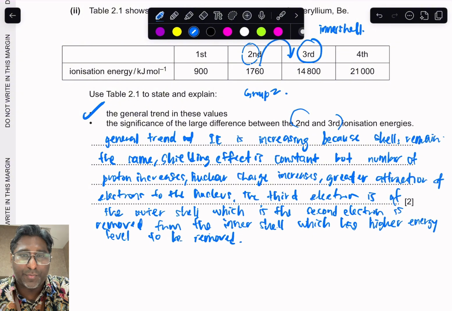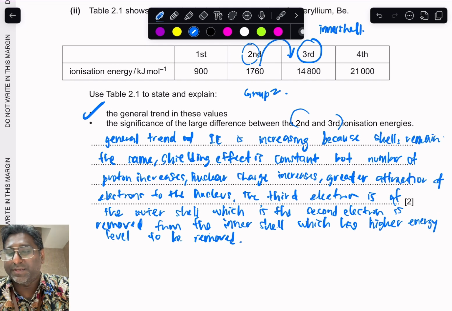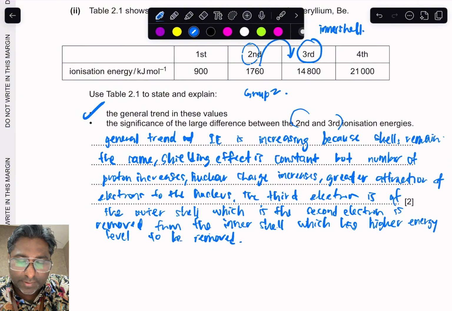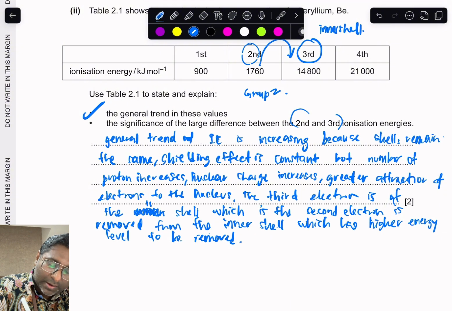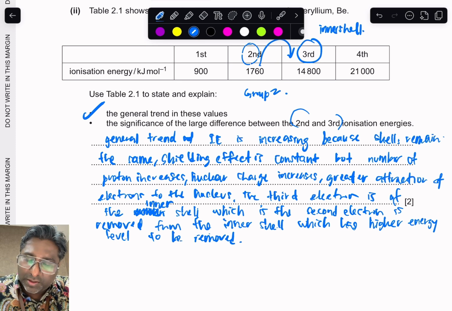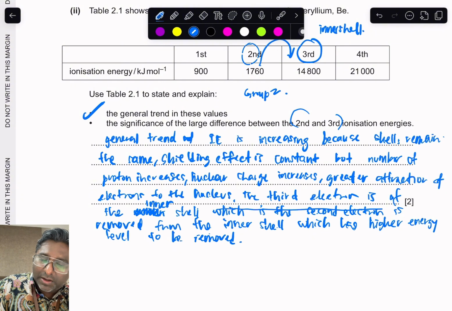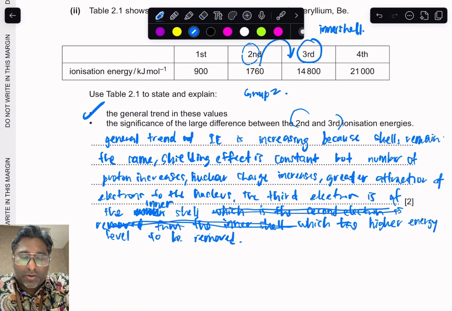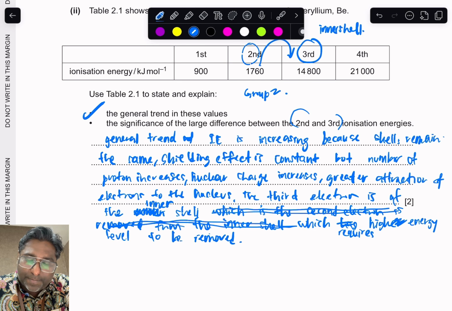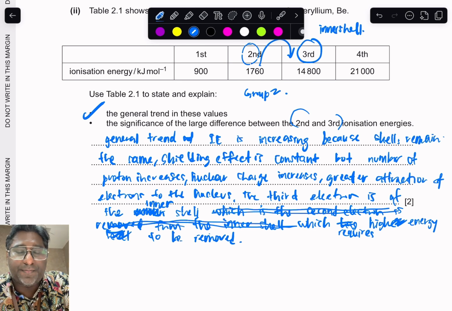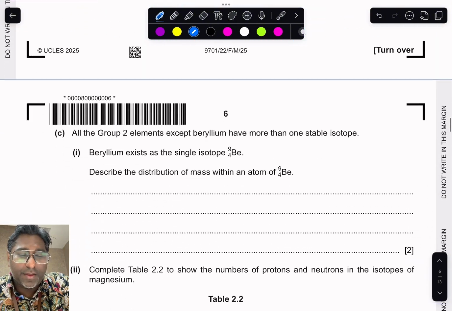You require more energy to remove the third electron. The third electron is at the inner shell, which has a higher energy level, so it requires high energy to be removed, because it's in the inner shell. So, 2 marks.